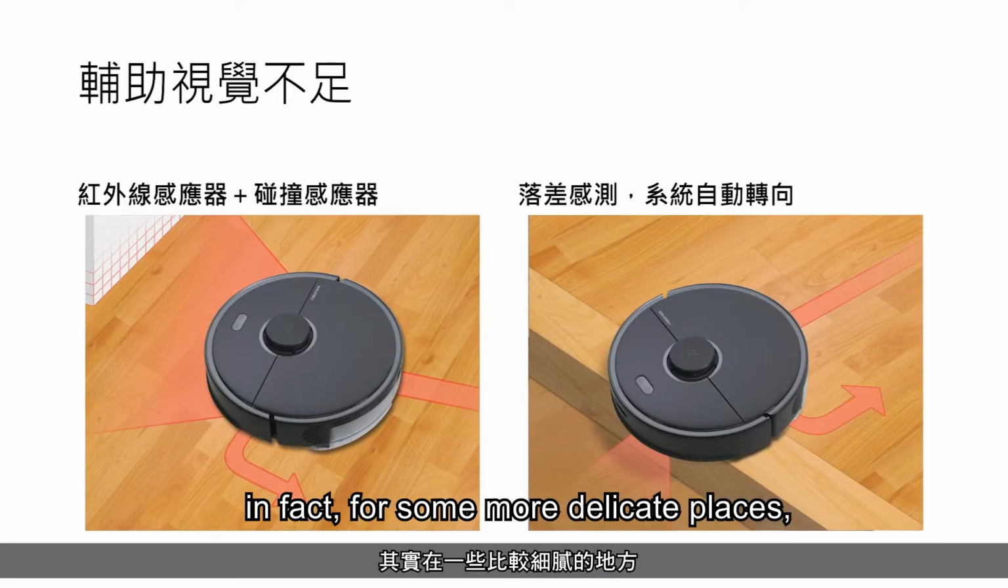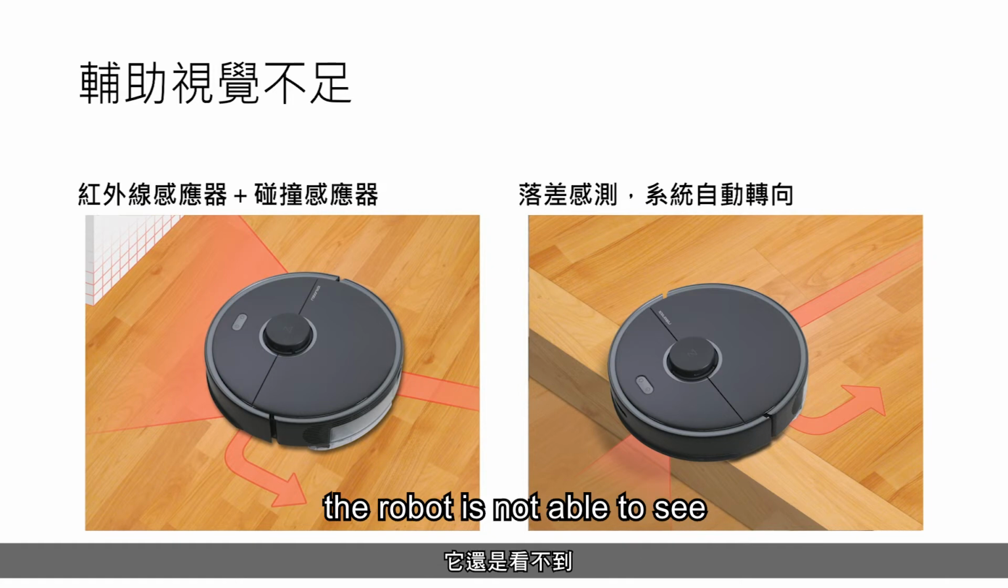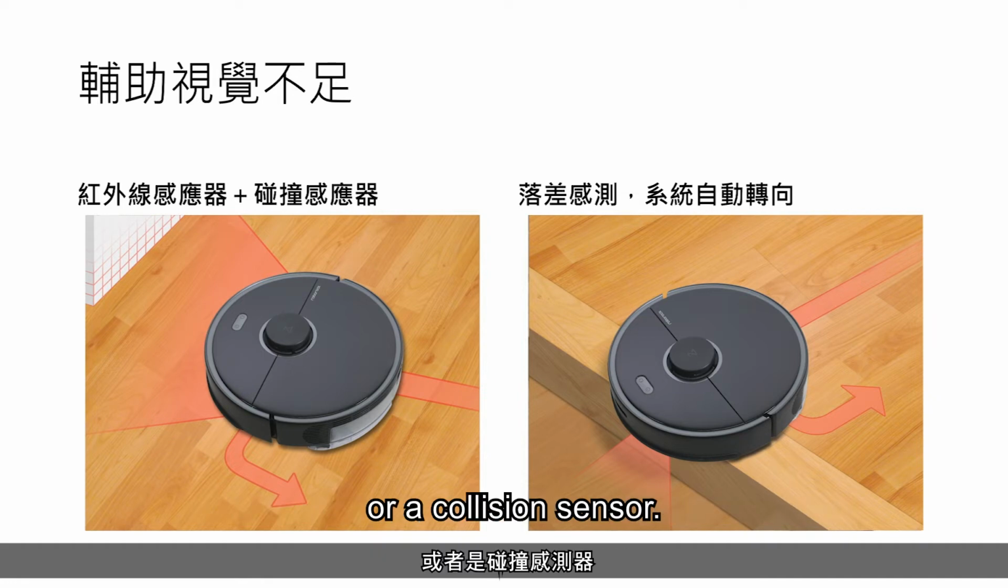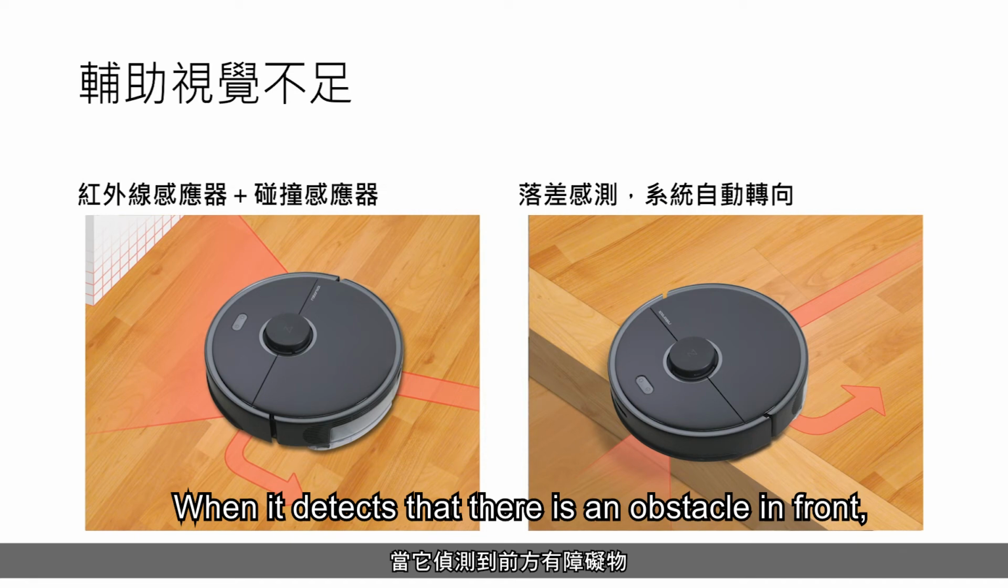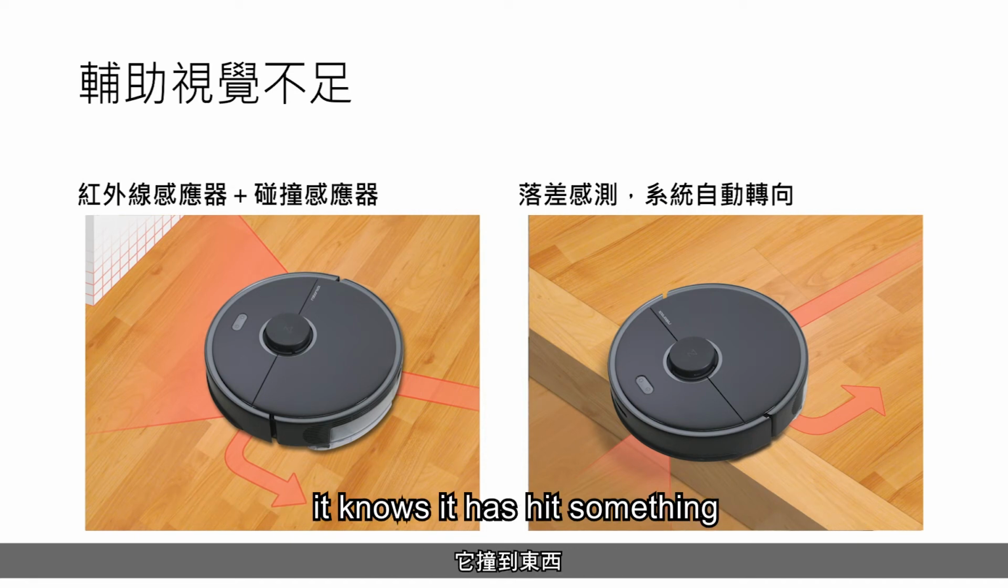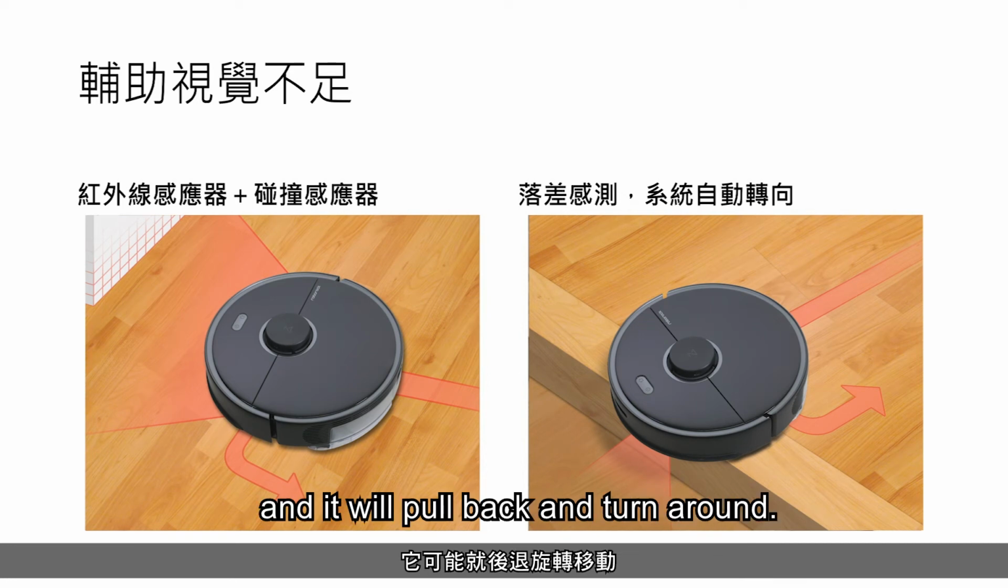For the next part, just having visuals is not enough. For some more delicate places, the robot is not able to see, so it needs assistance from other sensors. For example, you can use an infrared sensor or a collision sensor. When it detects that there is an obstacle in front or the collision sensor is activated, it knows it has hit something and it will pull back and turn around.